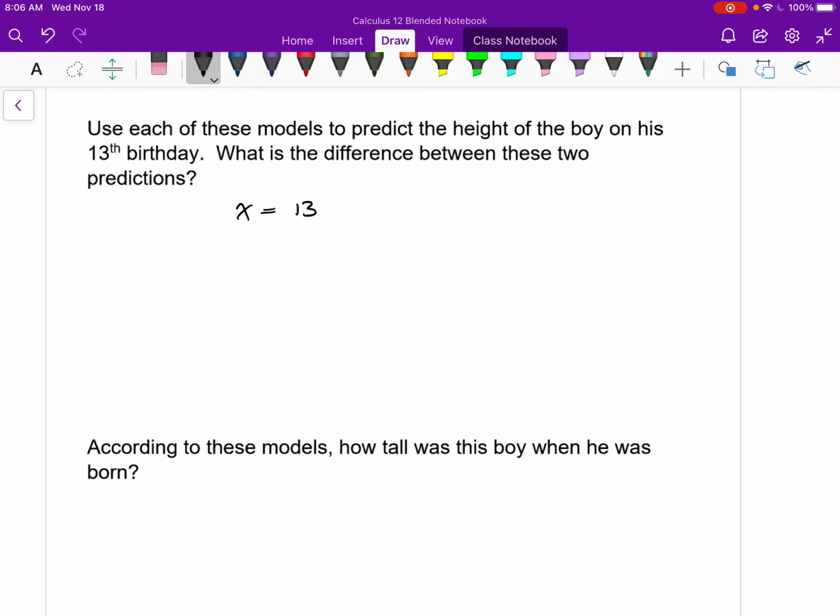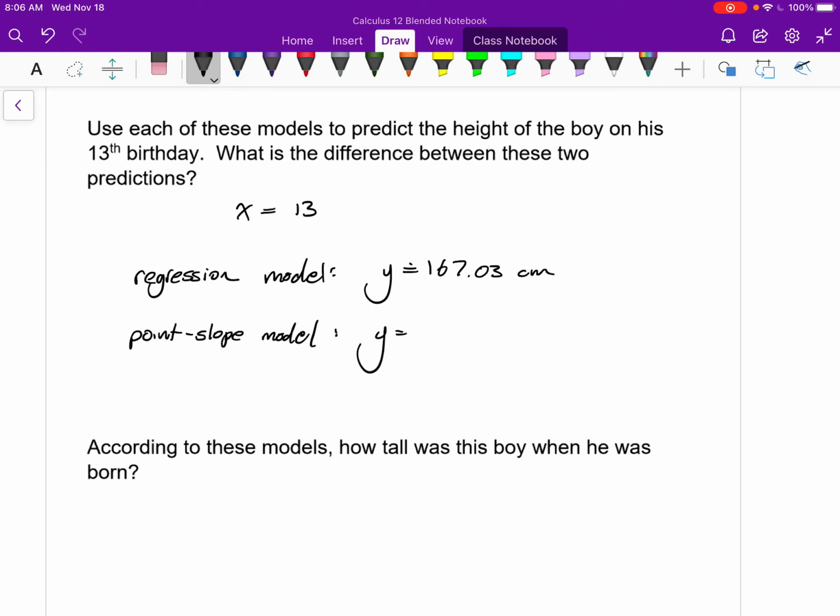So for my regression model, we get his height to be about 167.03 centimeters. And for the point slope model, his height comes to be 166.8, actually about 90 if I rounded to 2 decimals. So, you know, a negligible difference considering we're making a prediction about a person's height at some point. I mean, that's a negligible difference, a millimeter.